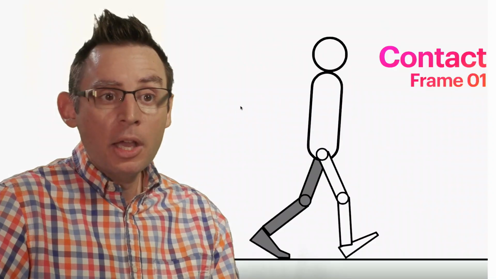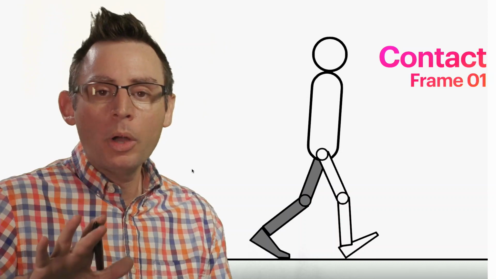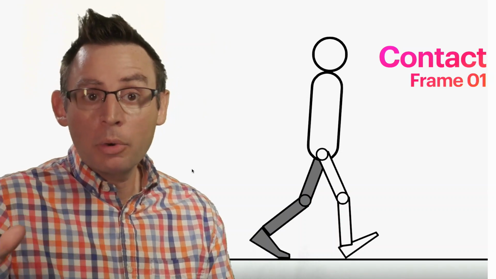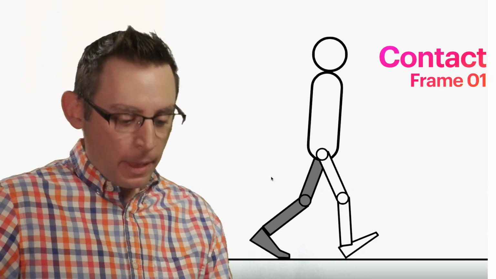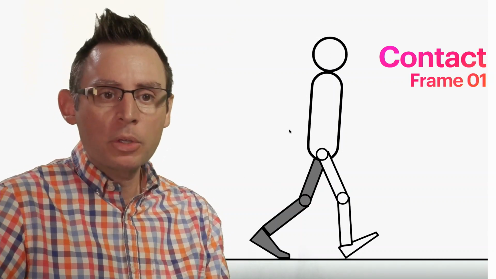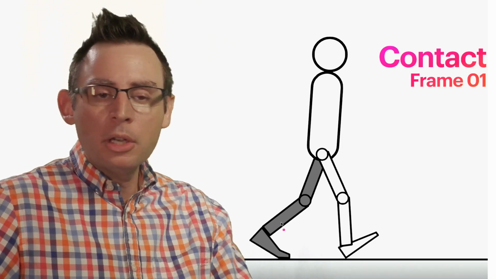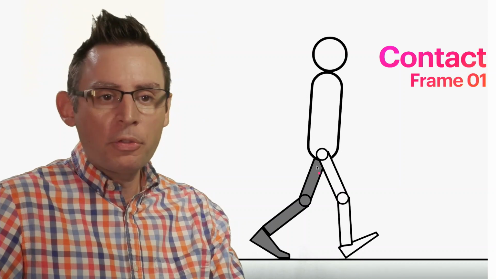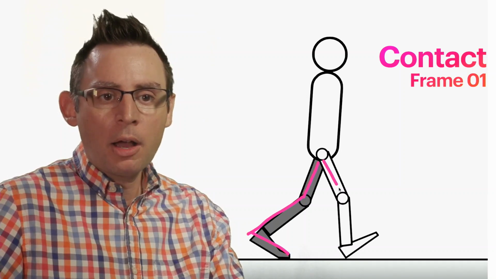First up is the contact pose. The contact pose is found on frames 1, 13, and 25. And this is the first pose that we're going to draw. If you look at this pose, and we're not going to do the arms in this animation, we're just going to focus on the body and the legs. If you look at the posing of our character, we're starting to do a couple things. This is where we establish the stride length in the contact pose.